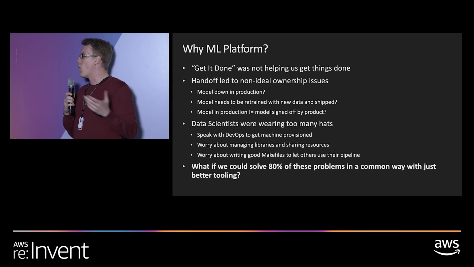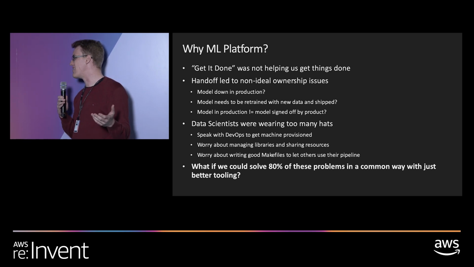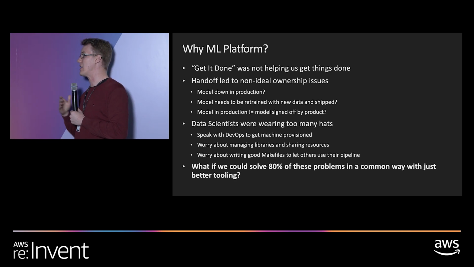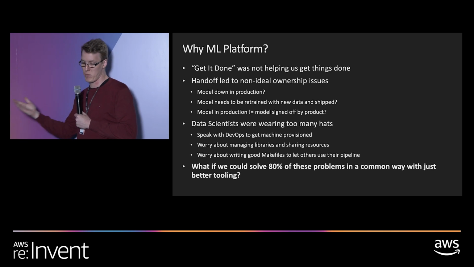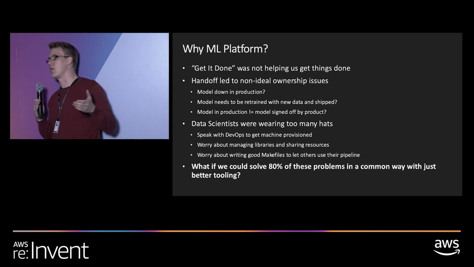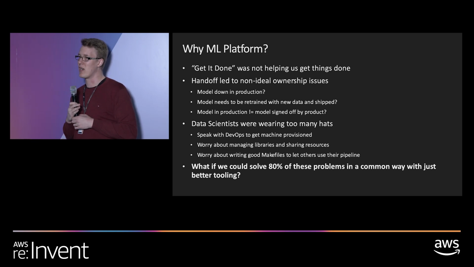So why ML platform? Getting it done wasn't really helping us get things done in the long term. The handoff, as we mentioned, led to non-ideal ownership issues. So the model's down in production. Whose responsibility is that to fix? Is it a data scientist, an ML engineer? What does that look like? We talked about the model needing to be retrained, unclear ownership there. And the model being in production doesn't necessarily mean it's been signed off by a product manager. So there's still work remaining, and it's not quite a clean separation of concerns.